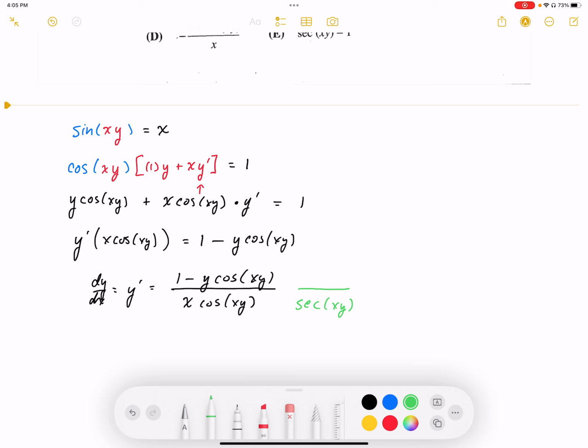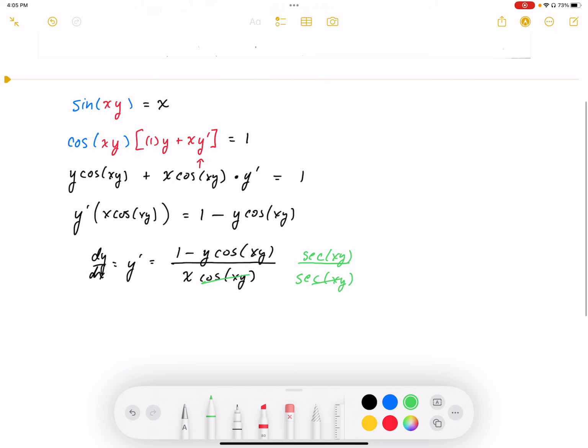And by doing that, I'm going to start introducing secants into this expression. So if I multiply the bottom by secant, I need to multiply the top. In the denominator, cosine xy times secant, these are going to cancel out. They're going to be equal to 1. And in the numerator, I'm going to end up with 1 times secant xy. So I get secant xy minus y times cosine. Cosine times secant, those cancel, so I'm just left with y. And the denominator is x.